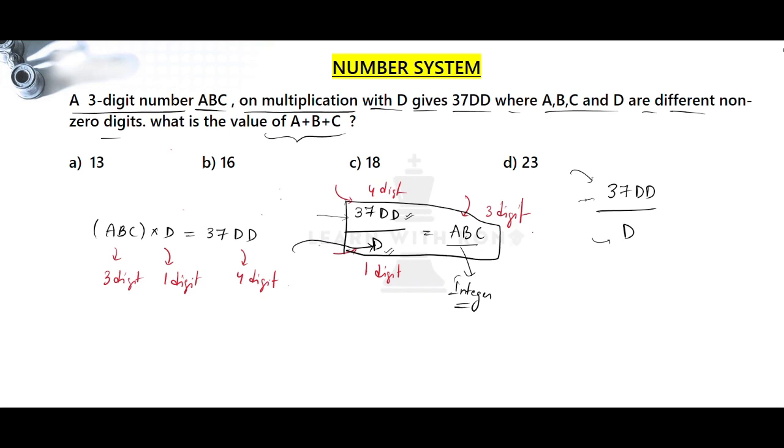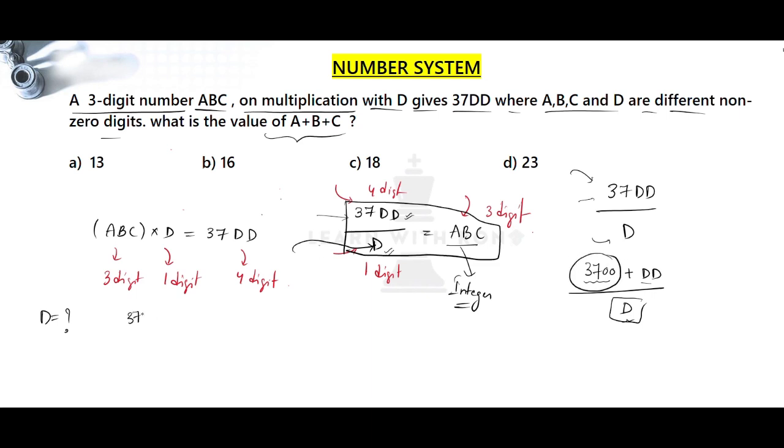So I can write this 37DD as 3700 plus DD, divided by D, right? So this DD divided by D is fine, and this 3700 must also be divided by D. Then only will you get a complete number divided by D, right? Okay. So now I need to find a value of D which completely divides 3700.